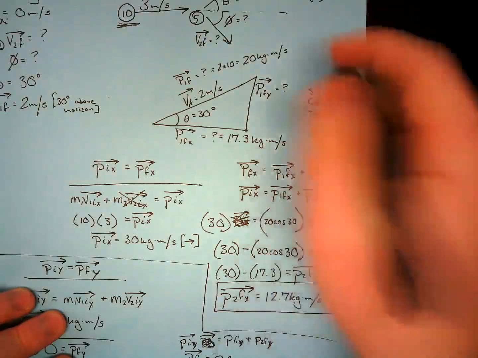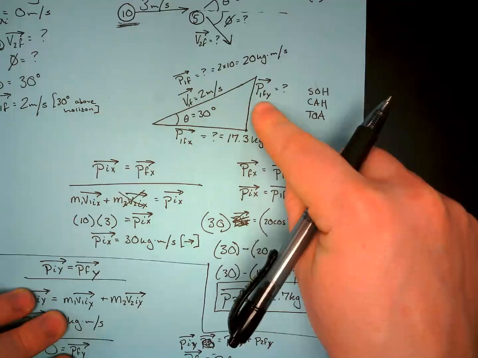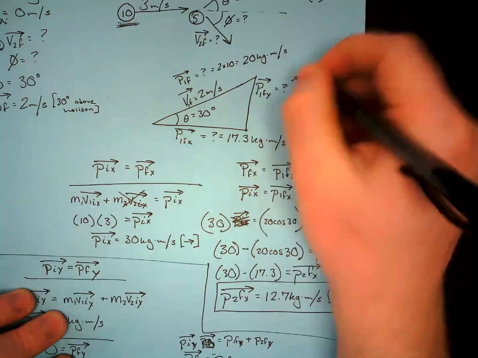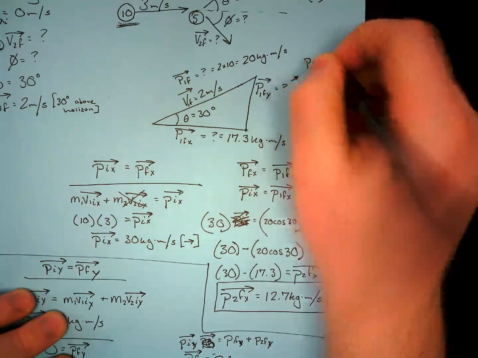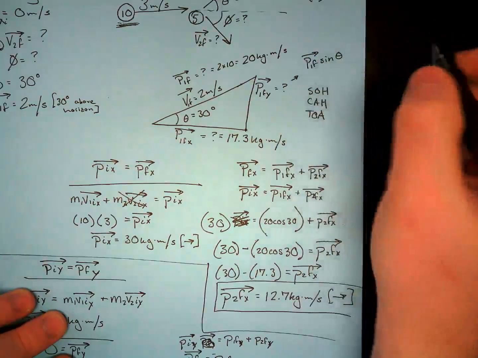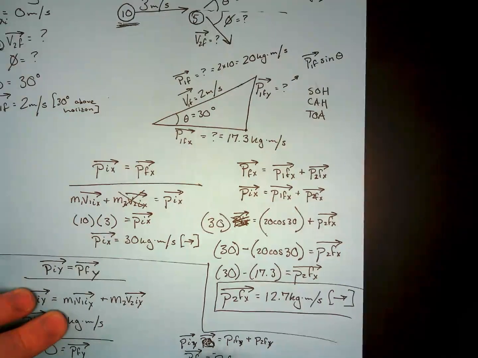So P1Fy, the final momentum in the y direction for our first object, is simply, using SOHCAHTOA, going to be this. It's going to be P1F, this guy right here, times the sine of theta. So I can just substitute that in for this guy. So then it will be 20 times the sine of 30. It's going to be equal to the negative P2Fy, which is going to give me 10.